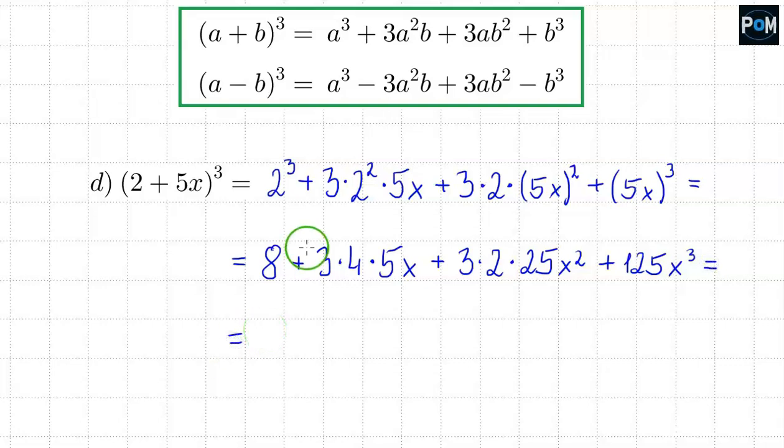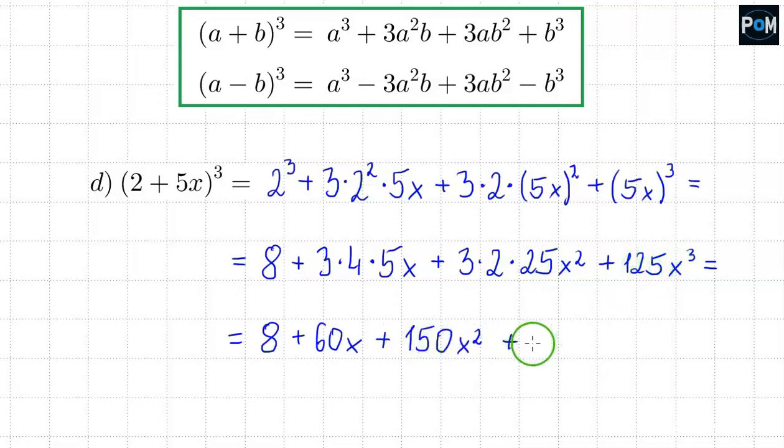Exponentiation is done, so only the multiplications are left. 8 stays the same. The multiplications here are 3 and 4, which makes 12, and then times 5, which makes 60x. Here we multiply 3 times 2, which is 6, and then by 25, which equals 150x squared. And we just copy it over.